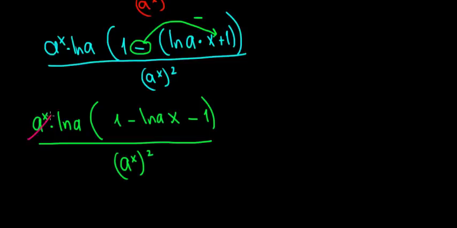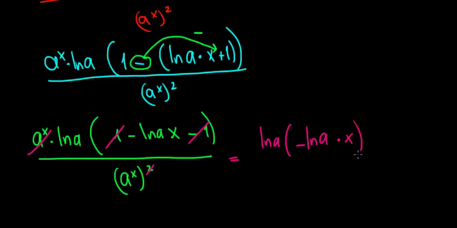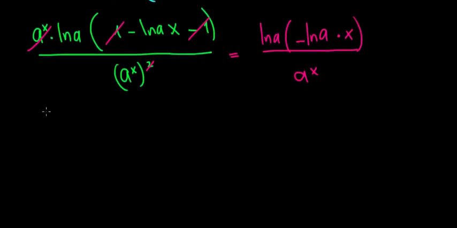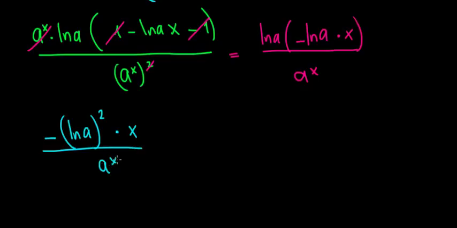A to the power of x goes away with a to the power of x from here, and we're left with ln of a times 1 minus 1 goes away, 1 minus 1 is just 0, times minus ln of a times x, divided by a to the power of x. What is ln of a times minus ln of a? That's minus ln of a squared. So we have minus ln of a squared times x divided by a to the power of x. And that's it. That's the final answer. We are done.